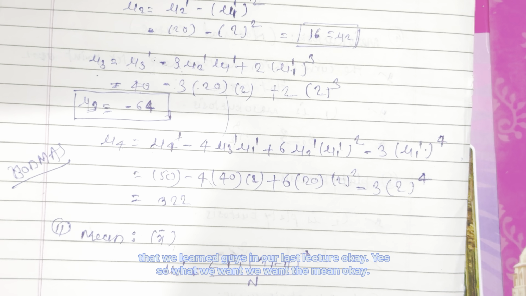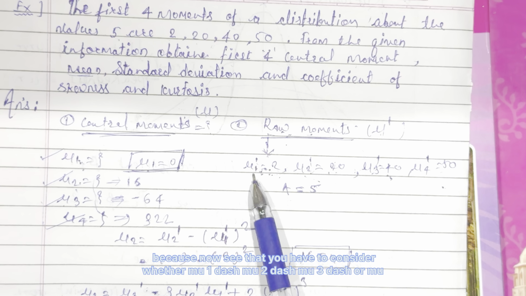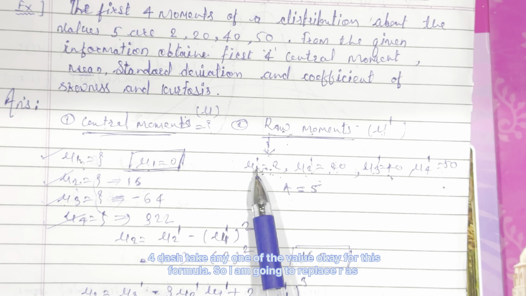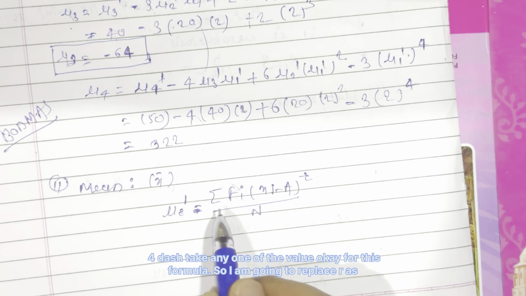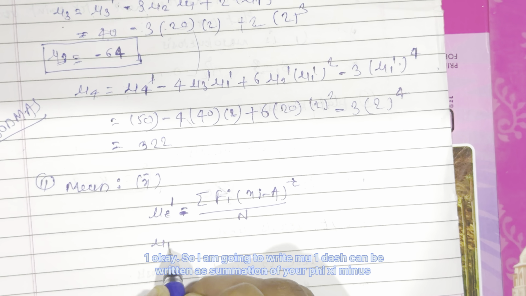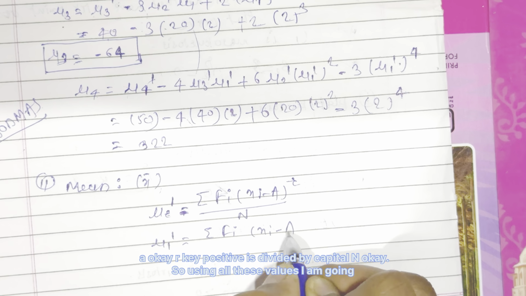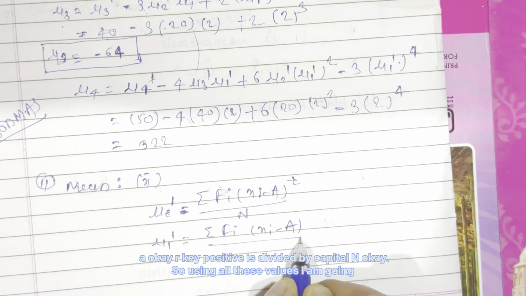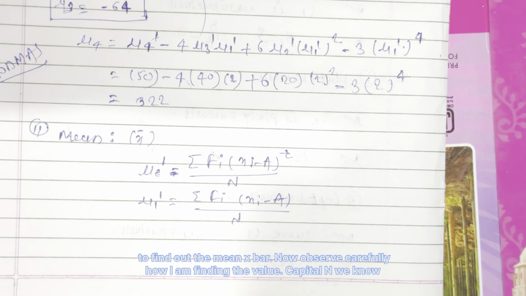We want the mean, so for the mean you can consider any value: mu1 dash, mu2 dash, mu3 dash or mu4 dash. Take any one for this formula. I'm going to consider mu1 dash, so I replace r with 1. So mu1 dash can be written as the summation of fi times (xi minus a), with r kept as it is, divided by capital N. Using all these values I'm going to find the mean x bar.